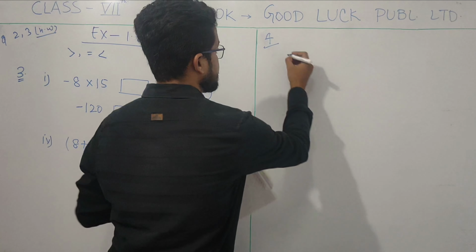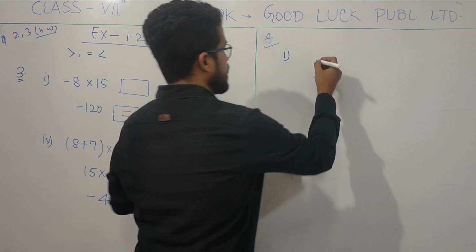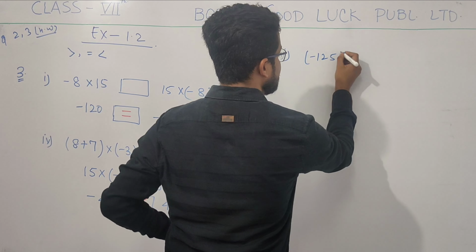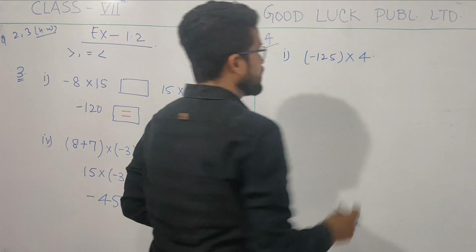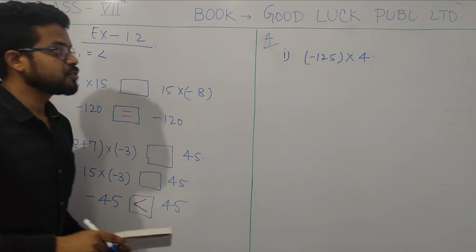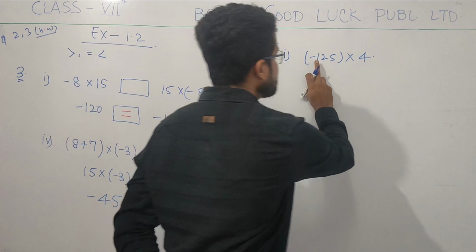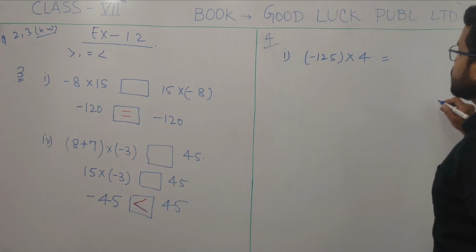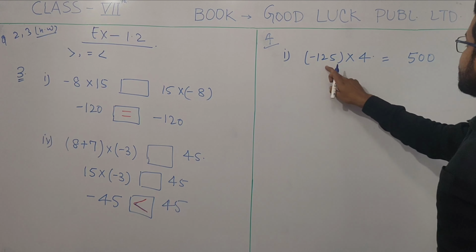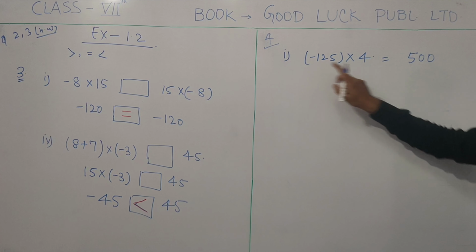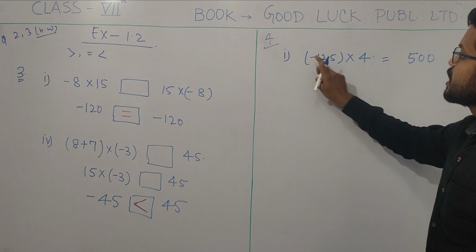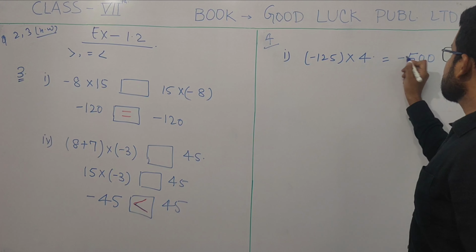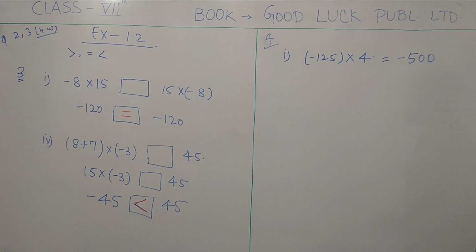First one is minus 125 into 4. So just multiply first: 125 into 4 is what? 25 fours are 100, and 400. This is 500. 125 into 4 is 500. Now here this is minus and this is plus. So plus minus minus. So this is minus 500.